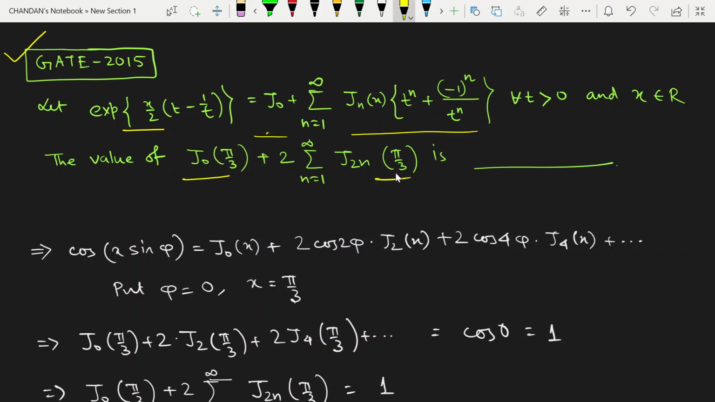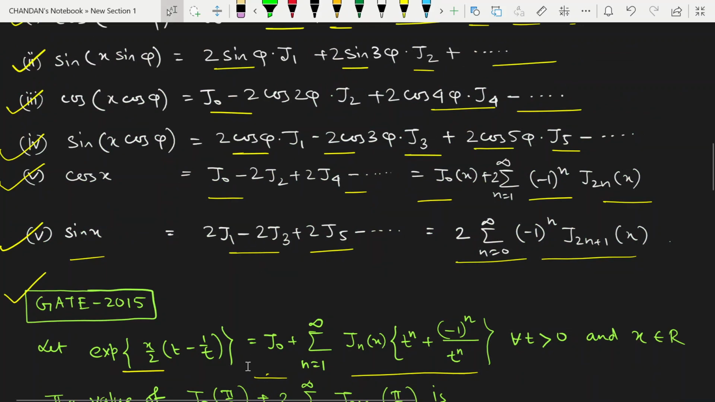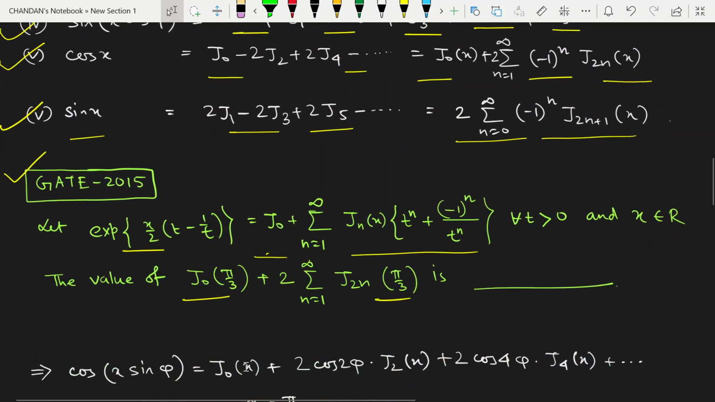So how can you solve this type of problem? When this type of problem comes in the exam, you should always think of the trigonometric expansions of the Bessel function. Here you have to consider one of those 6 trigonometric expansions. First you can discard sin x and cos x, because in sin x and cos x there is no term regarding this.